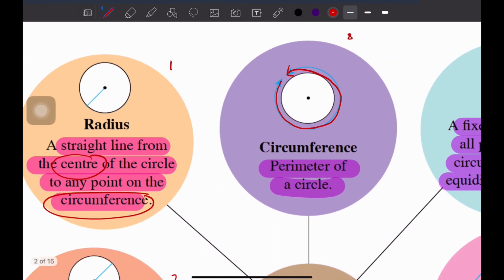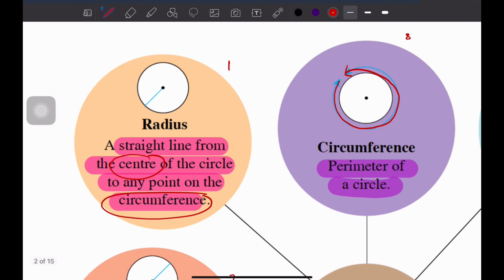Now let's look back at the radius. It says a straight line from the center of the circle, so this is the center of the circle, to any point on the circumference. So this is actually a radius, and usually we label it with a small r.